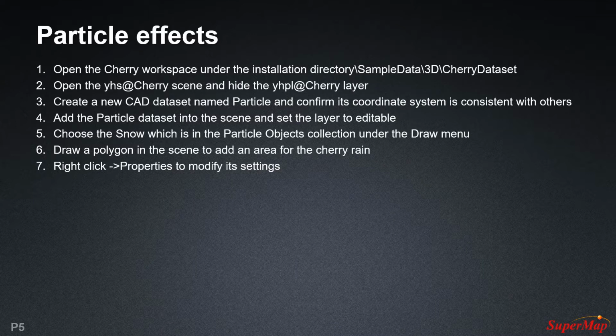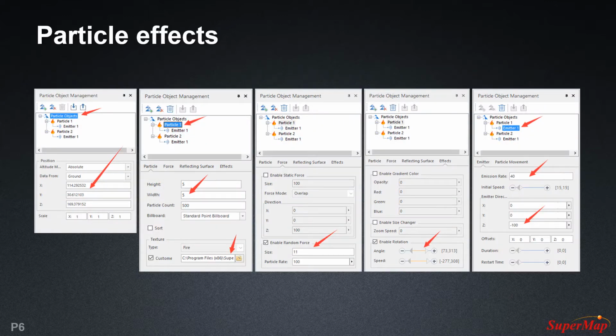What we're going to do in this demonstration is start off by opening the Cherry workspace, which is found under the installation directory. We will then open the YHS scene and hide the YHPL Cherry layer. That will be followed by creating a new CAD dataset, which will be named particle as before, and we will make sure that its coordinate system is consistent with the others. We will then add the particle dataset into our scene and set the layer to be editable. We will choose snow under particle objects, and we will draw a polygon in the scene to add an area for the cherry rain. And finally, we will go into its properties in order to modify its settings.